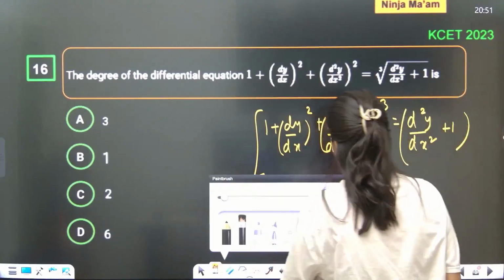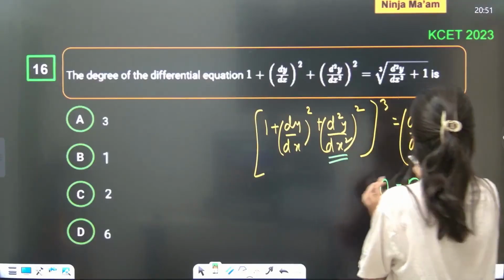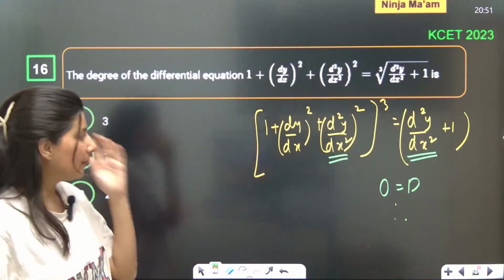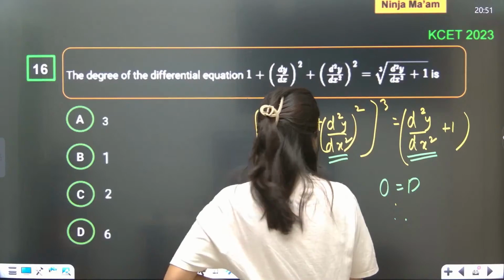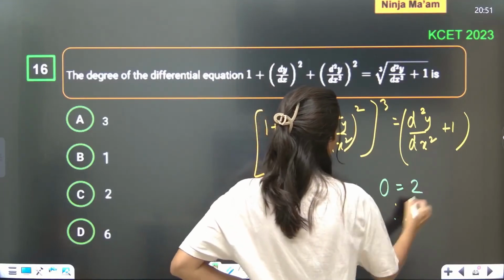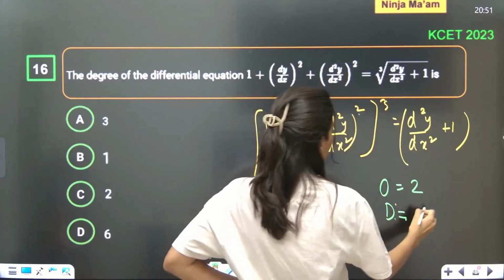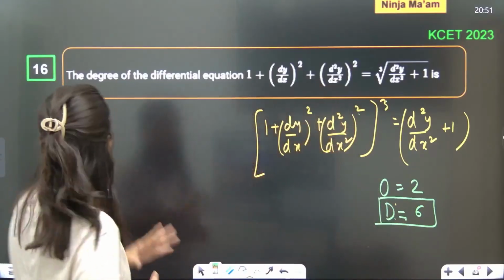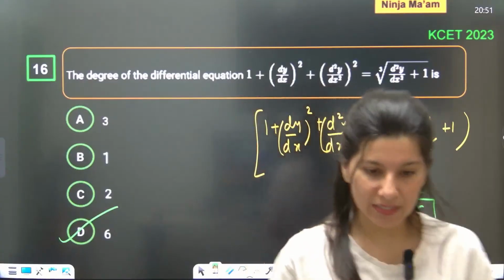Now the order of this differential equation will be what? Order will be 2, because we can see that the differential equation has been differentiated twice. Order is 2, correct? What about the degree part? Now the degree of this differential equation will be 2 cube, so degree will be 6. The highest power of the highest differential coefficient is 6. So degree is option D. Absolutely right, 6. Okay.